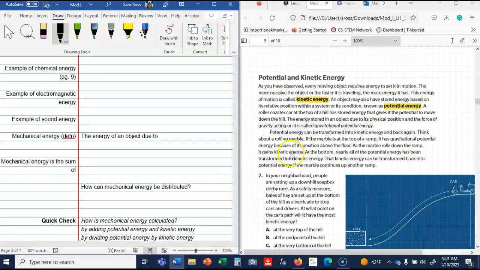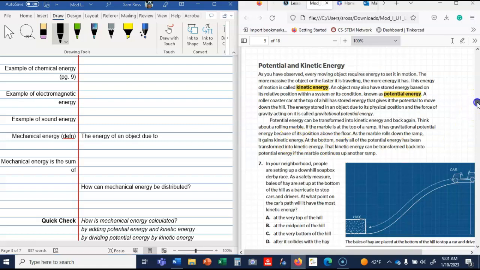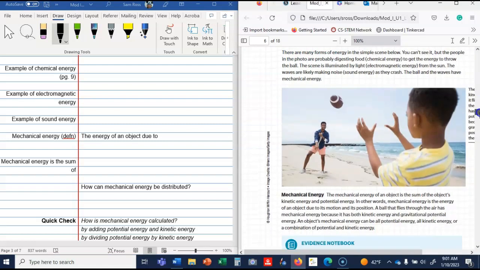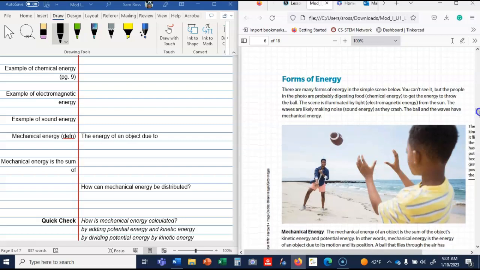All right, let's do an example of chemical energy. That's on page 9. Example of chemical energy. So in this first paragraph, it talks about a few different forms of energy. An example of chemical energy is digesting food. An example of electromagnetic energy is light from the sun. And then an example of sound energy is when a noise is made, like when the waves crash and they make a noise.